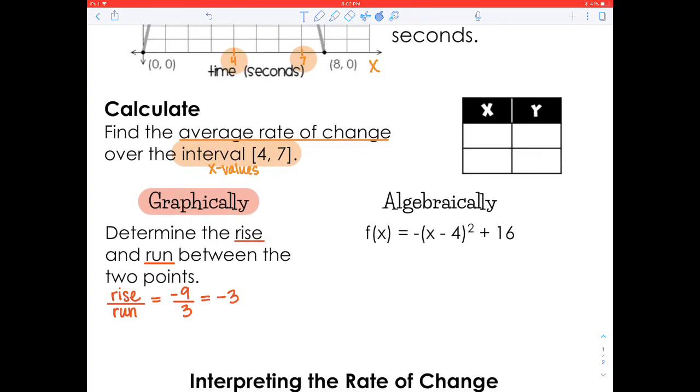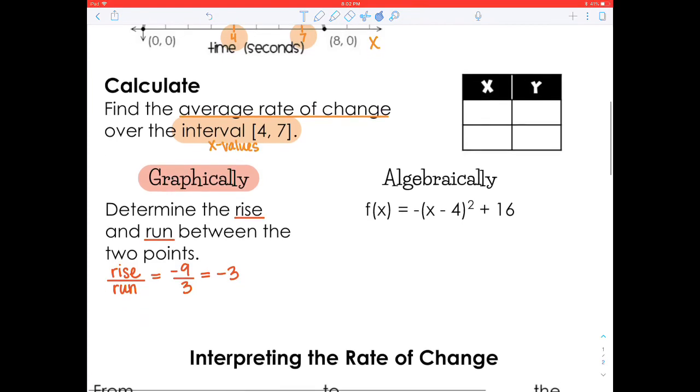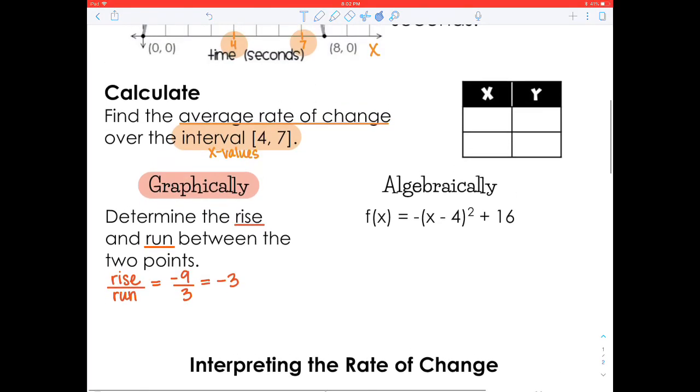Okay, let's talk about how to do this algebraically. So algebraically, we're going to do the same thing over the same interval, but I'm just going to show you how to do it without the graph. Since we know that the x values are 4 to 7, we would need to solve for what that y value is if we didn't have the graph. So you're going to evaluate your equation.